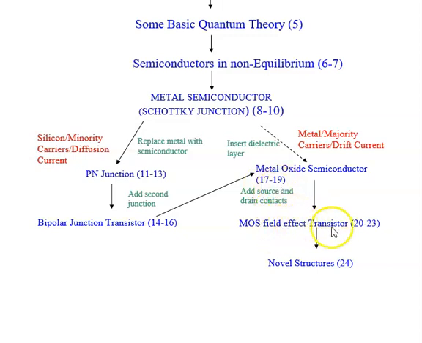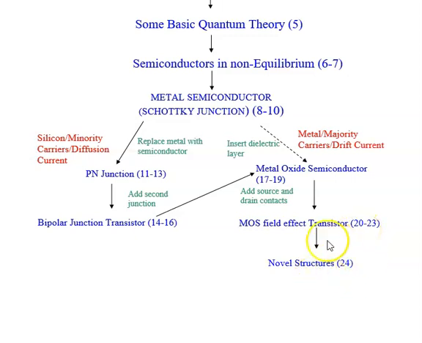And then we finally get into the MOSFET, the MOS field effect transistor. That is covered in Chapters 20 to 23, equilibrium, non-equilibrium, and then a chapter on short channel effects, and finally Chapter 23 is worked problems. Actually, there are 2 chapters on short channel effects, Chapters 21 and 22.